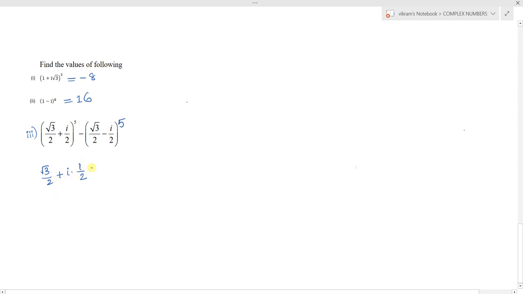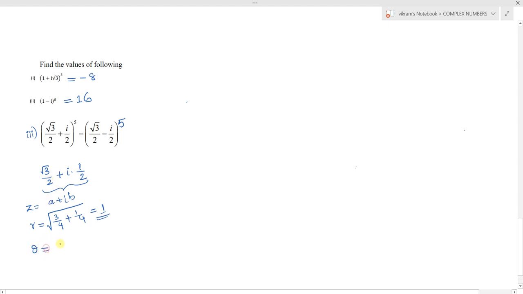Which is in the form of a plus ib. A complex number z equals a plus ib, and we can write the modulus as the square root of a square plus b square. A square means root 3 by 2 whole square, which is 3 by 4, plus 1 by 2 whole square, which is 1 by 4. 3 by 4 plus 1 by 4 means 4 by 4, so the resultant is 1. Simply r equals 1, and it is in the first quadrant.